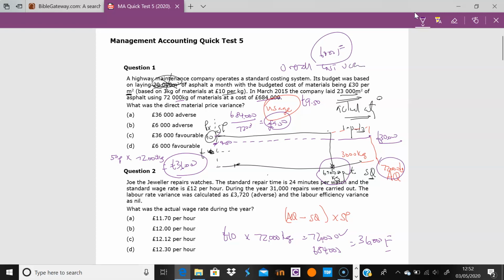Now remember that the cost variance is broken up into your usage variance and your price variance. So your usage variance here was £30,000 adverse and £36,000 favorable. So overall, our answer is C.